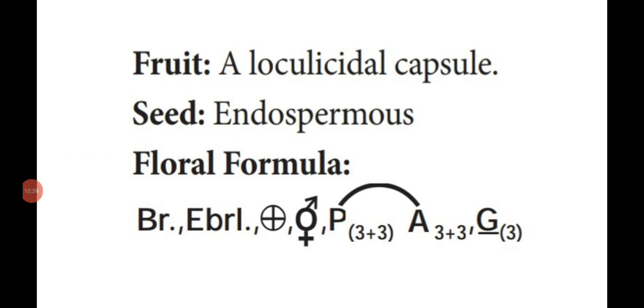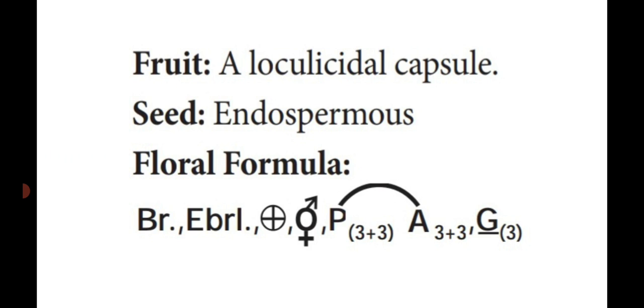Fruit, a loculicidal capsule. Seed, endospermous. Formula: bract is present, Br. Bracteole is absent, Ebrl. Actinomorphic, plus symbol. Bisexual, both the sex organs are present. Calyx and corolla are absent, instead of that perianth is present, so P. The total number is 6, arranged in 2 whorls, so 3 plus 3. They are attached, so they are written within the bracket.